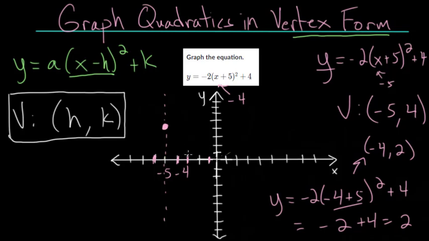And so we'll plot that. So this is our -4 value, and we'll go up to +2 right there. And we'll use symmetry now. So -4 had a y value of 2, but that would be true also for -6. That would also have a y value of 2. And if you plug that in, you'd get -6 plus 5, which is -1, and -1 squared is +1. So you'd end up with the exact same equation in the end.